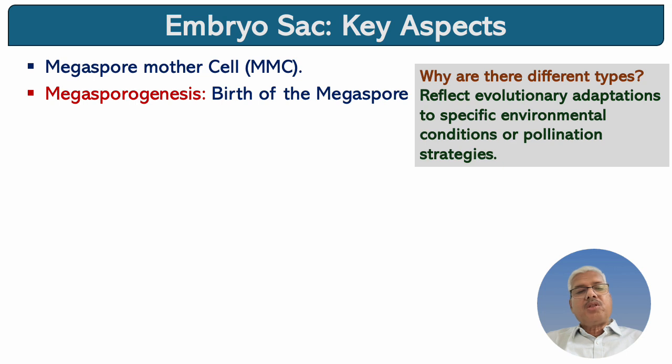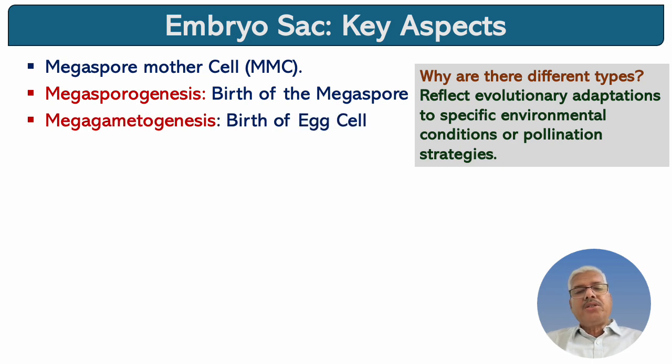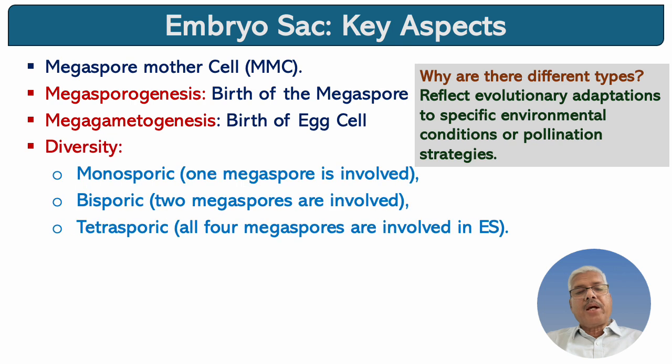This process occurs within the ovule, a part of the female reproductive structure of a flowering plant. The MMC undergoes meiosis to produce four haploid megaspores. Typically, only one of these megaspores survives while the others degenerate. In megagametogenesis, the surviving megaspore undergoes a series of mitotic divisions and cellular differentiation to form a mature embryo sac.